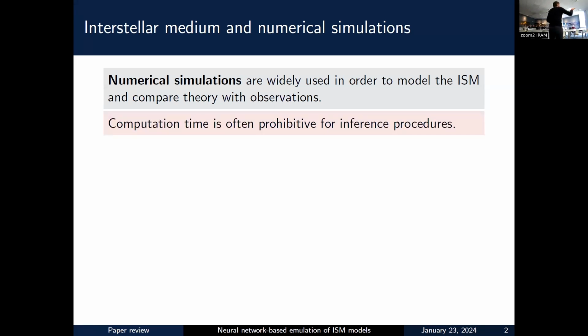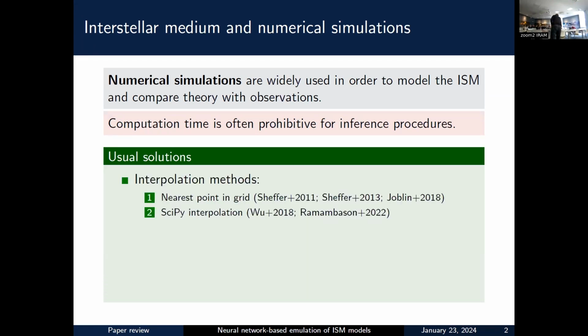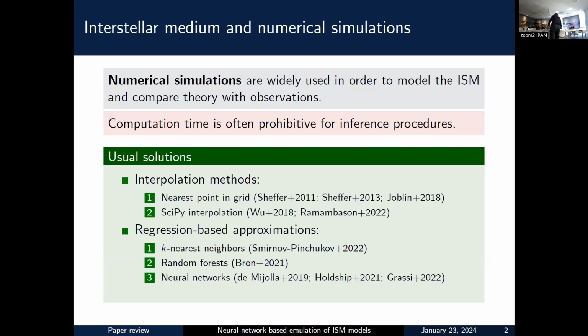But the computation time is often prohibitive for inference procedures, and especially for Bayesian inference procedures, when you have to make a lot of calls to the simulations. The usual solutions found in the literature are either to use interpolation methods, for instance nearest neighbor on a grid or SciPy interpolation, which means that you use the model, which is time consuming to compute, on a grid, and then fill the whole grid by using one of those methods. And that is something which is already done today.